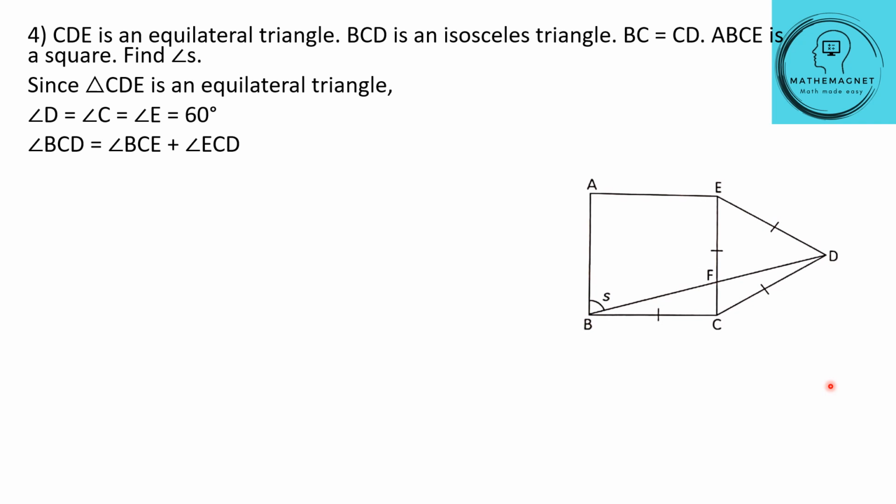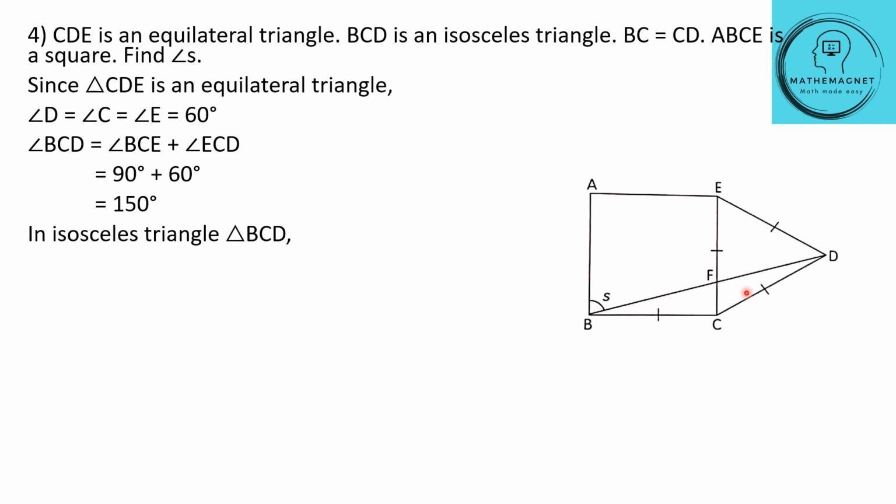Now we know angle BCD is equal to BCE plus ECD, and since BCE forms the angle of a square, this will be a right angle, and ECD we know is 60 degrees. We just mentioned that since it's an equilateral triangle. Now BCD will be 90 plus 60, which is equal to 150 degrees. So now we found angle BCD.